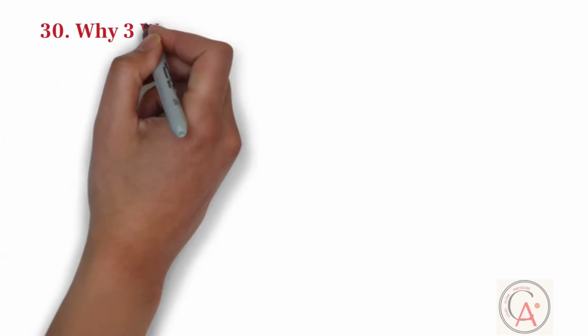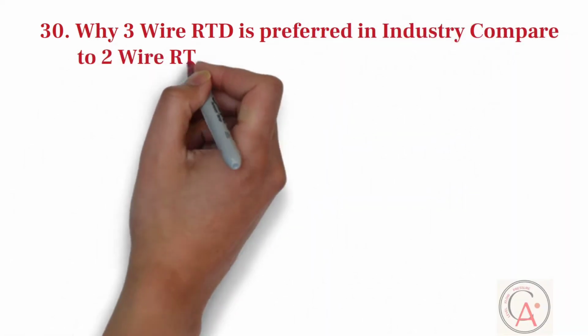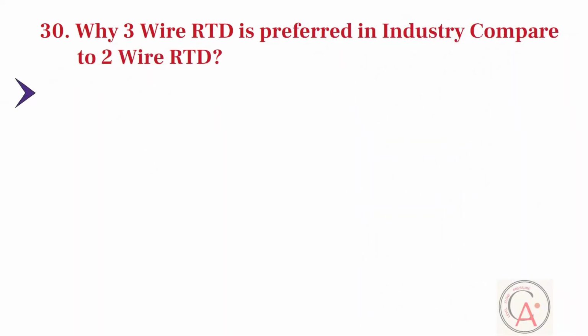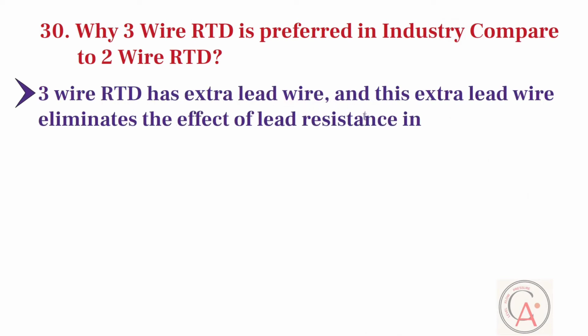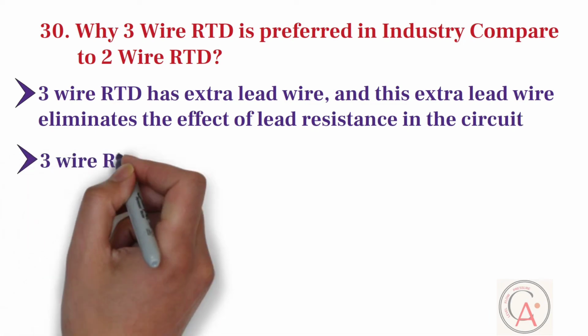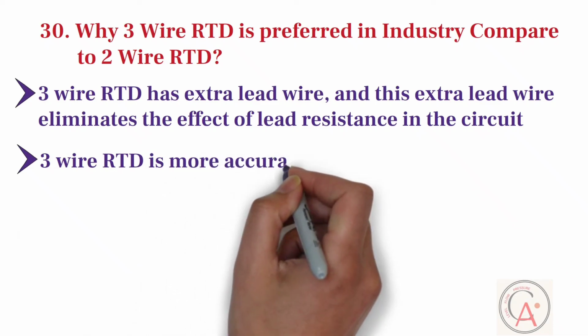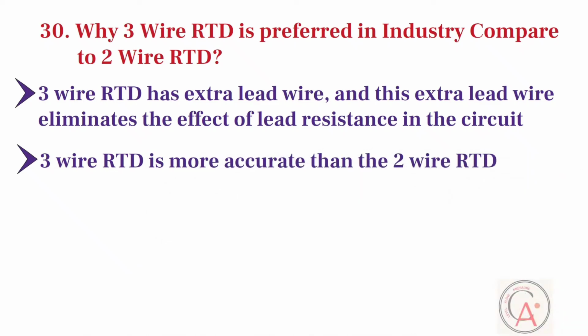Last question is, why 3-wire RTD is preferred in industry as compared to 2-wire RTD? 3-wire RTD has an extra lead wire, and this extra lead wire eliminates the effect of lead resistance in the circuit, which is not possible in 2-wire RTD. Because of lead wire compensation feature, 3-wire RTD is more accurate than the 2-wire RTD. And this is the reason 3-wire RTD is preferred in industry compared to 2-wire RTD.